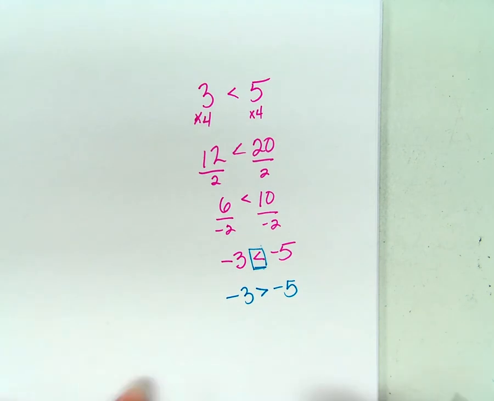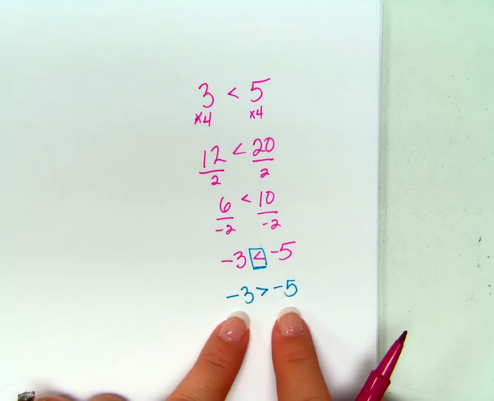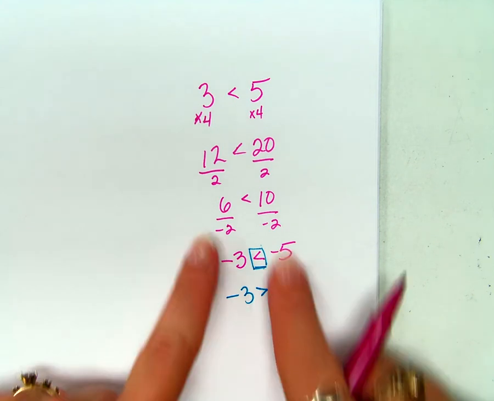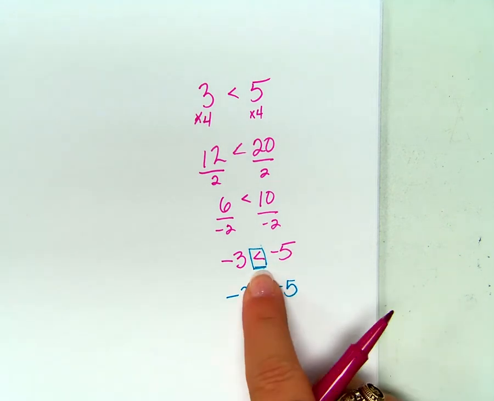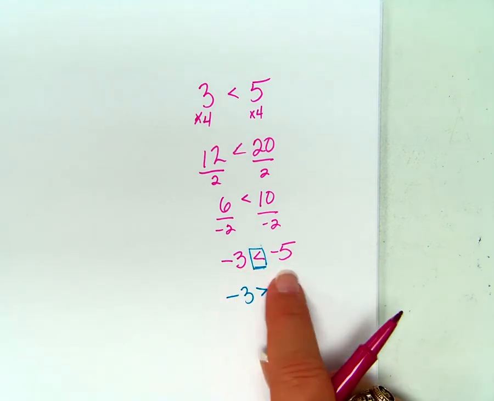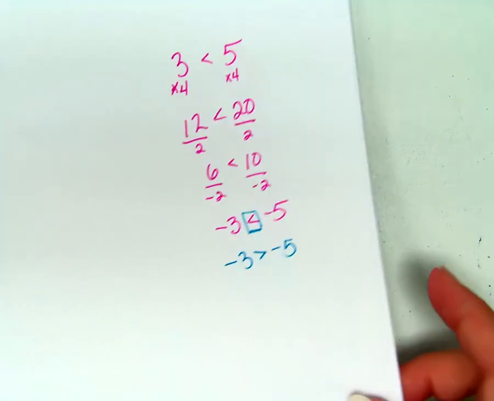Okay? Does that make any sense? Do you see why we have to do it? Yeah. I know some of you knew that rule already, but I don't know if you ever knew why we had to do it that way. Negative 3 is closer to 0 than negative 5 is. Mm-hmm. So that means negative 3 is not less than negative 5. It is greater than negative 5, so we have to flip this sign. Because this inequality is just not true anymore, is it? Okay? Okay, back to the show.